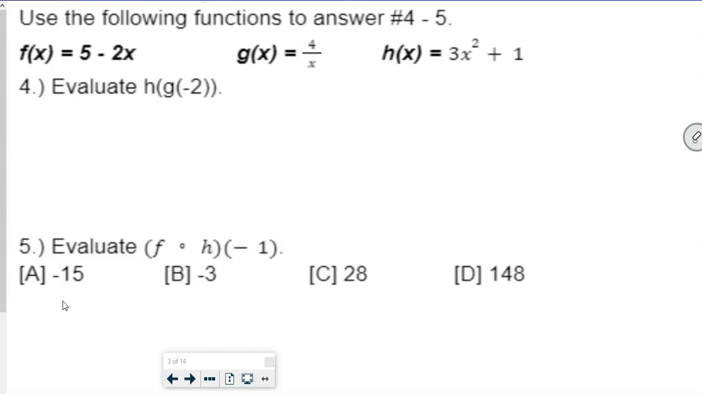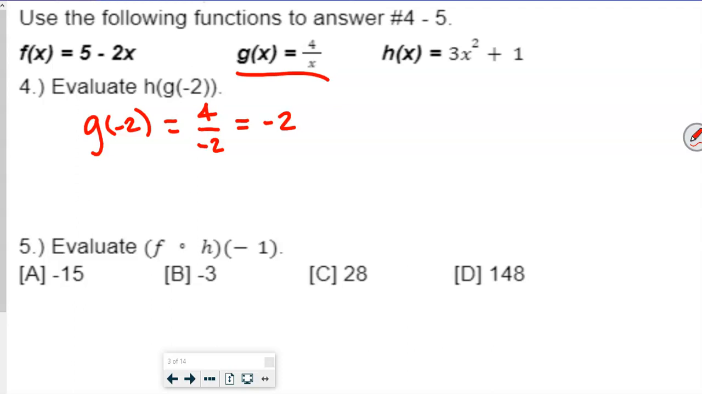So remember, we're always going to work from the inside out. So we're going to do our g of negative 2 first. So g of negative 2, we're going to take our g of x function here, and we're going to do our 4, and we're going to put our negative 2 in for our x. So that's 4 divided by negative 2, which is negative 2.